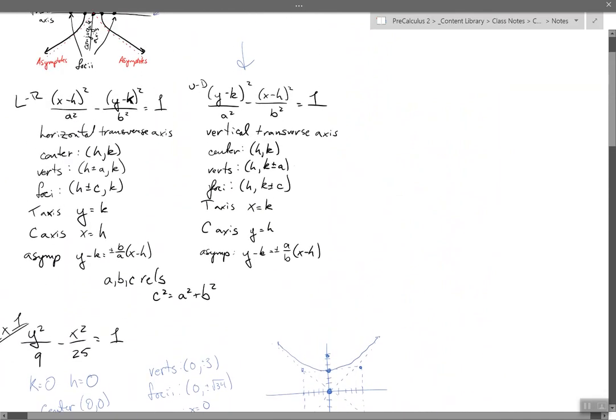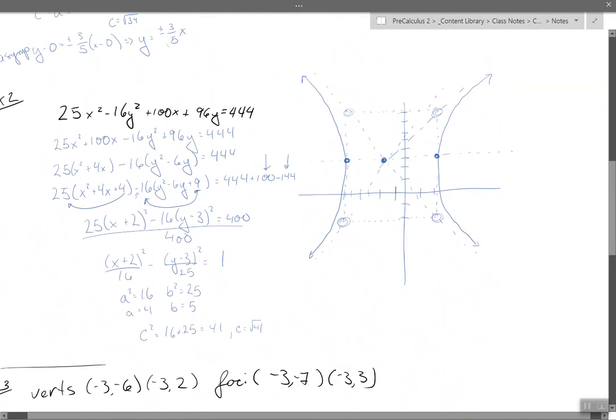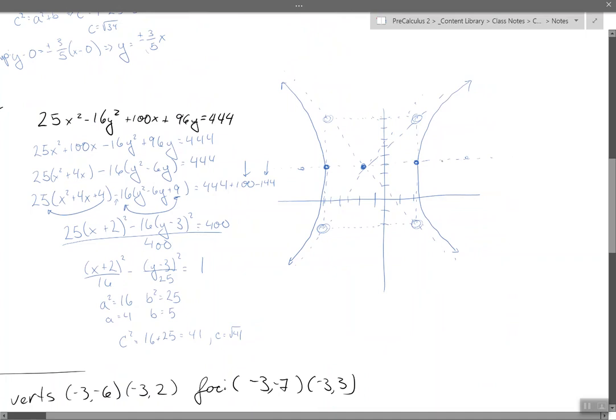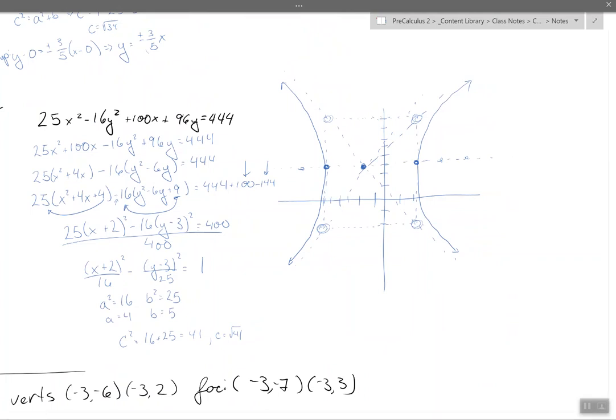The formulas are right there. So we have the center is at -2, 3. We have the vertices there at negative, what is that, 6, 3 and +2, 3. The foci would be at 2 plus or minus the square root of 41, comma 3 as coordinates. So those would be out in here. Square root of 41 is close to 6, a little bit more than 6. So yeah, do a better job than I'm doing.